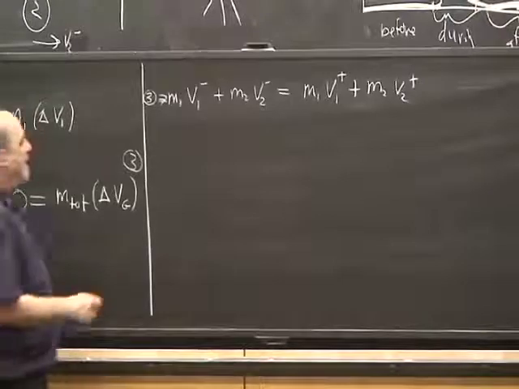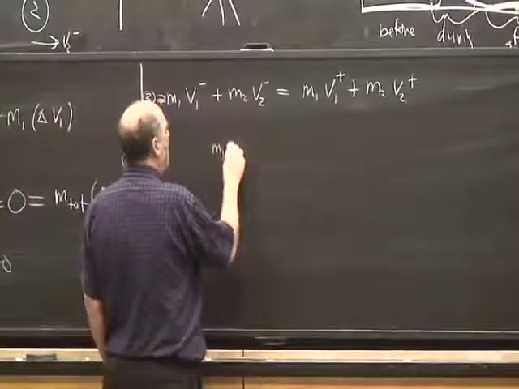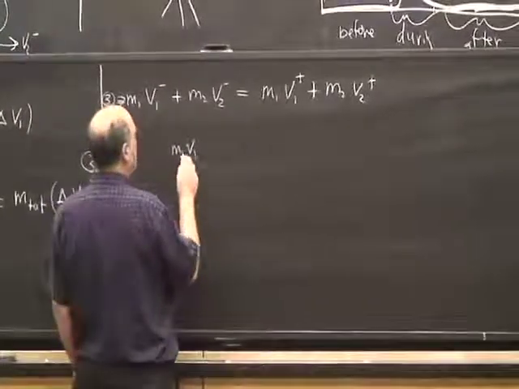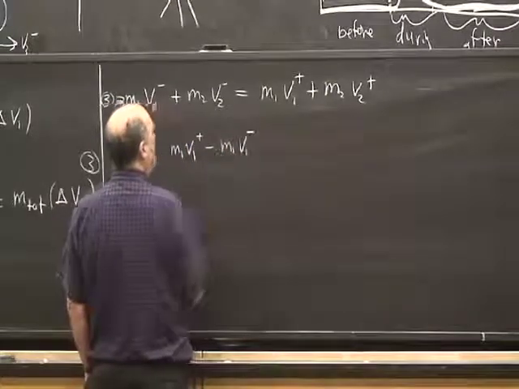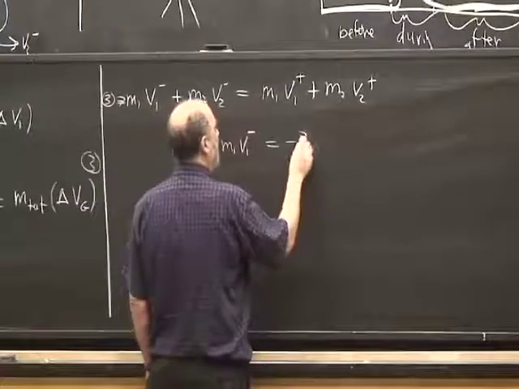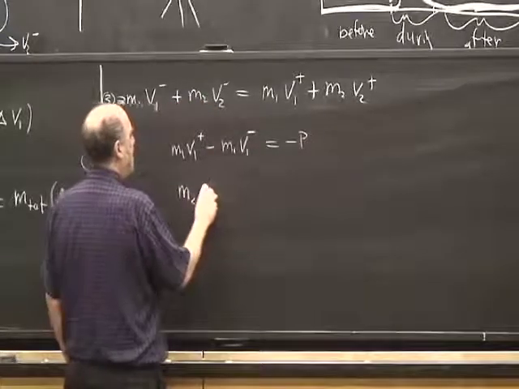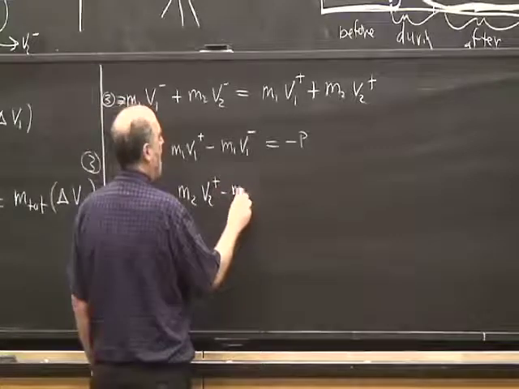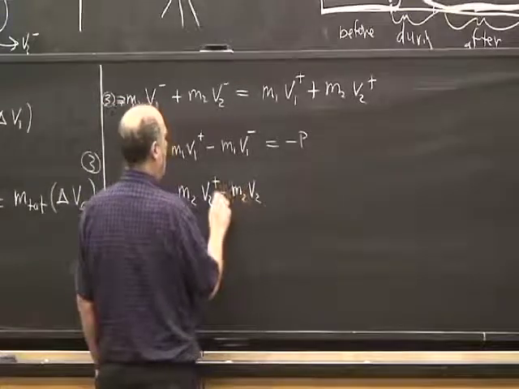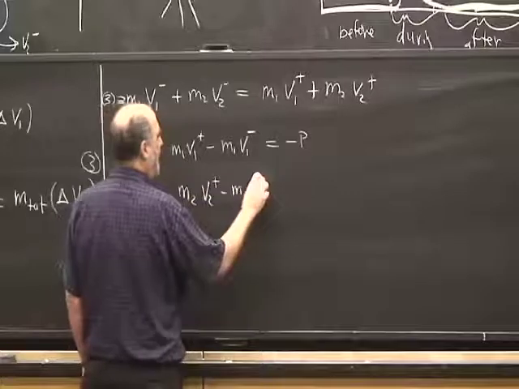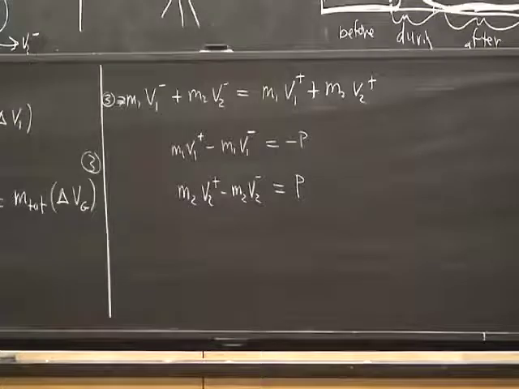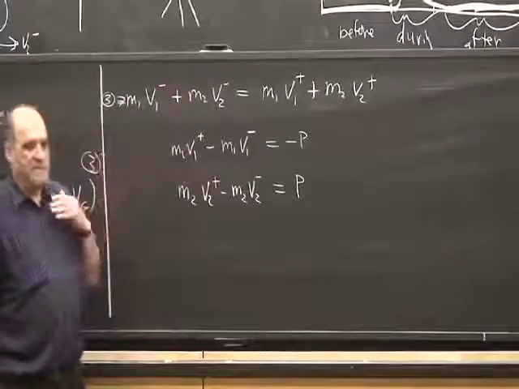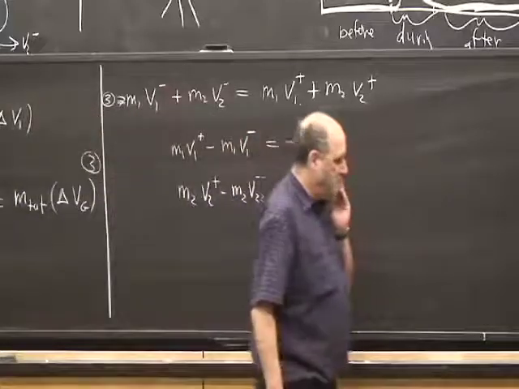We also know that m1 times v1 plus minus m1 times v1 minus, the difference between these two, is minus P. And we also know that m2 times v2 plus minus m2 times v2 minus is equal to plus P. And these equations are not independent. We can derive this one from these two by adding them up.